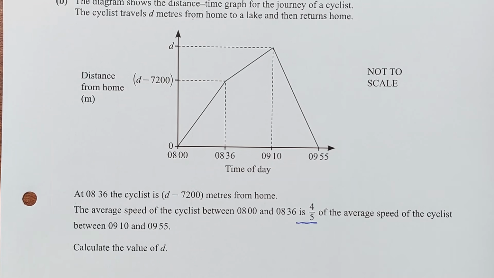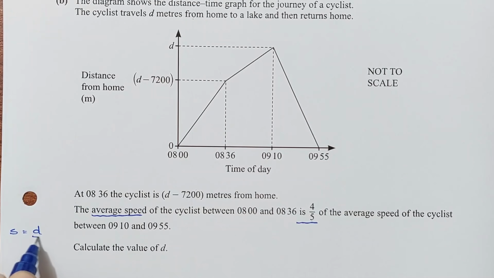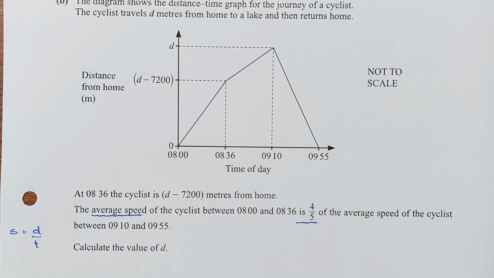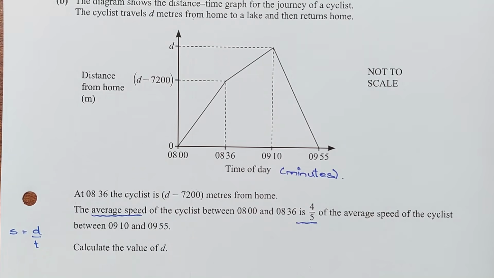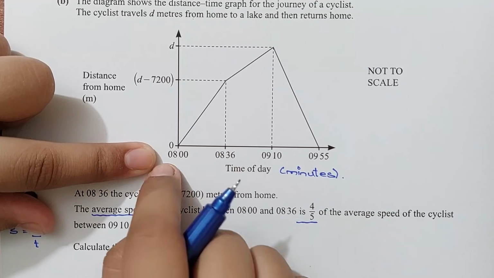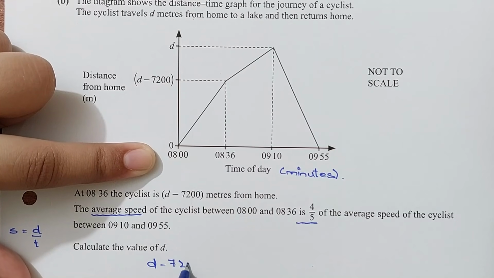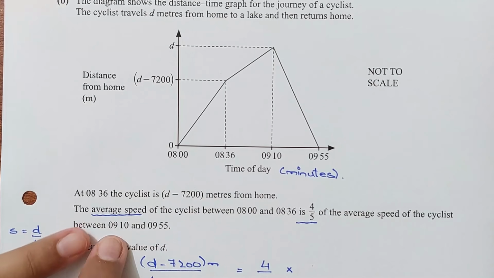Let me use the information about the average speed. So we know that average speed is total distance traveled over total time taken, right? Speed is distance over time, right? So we have the average speed between 8:00 to 8:36, right? If I consider the time in minutes, between 8:00 to 8:36 the distance is d minus 7,200 meters and the time is 36 minutes. This is equal to 4/5 of the average speed of the cyclist between 9:10 to 9:55.